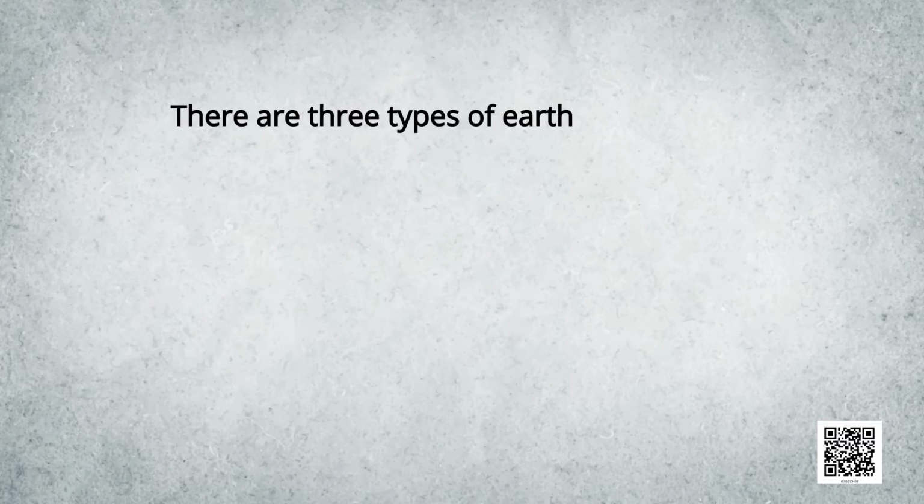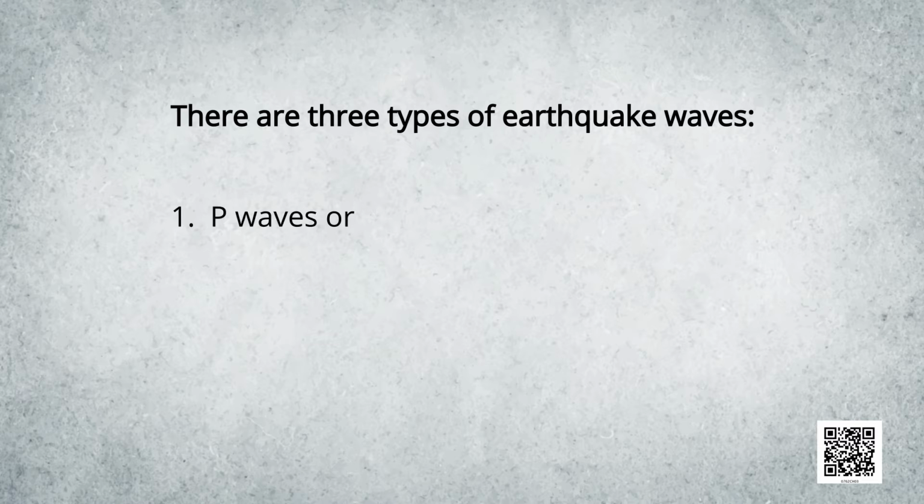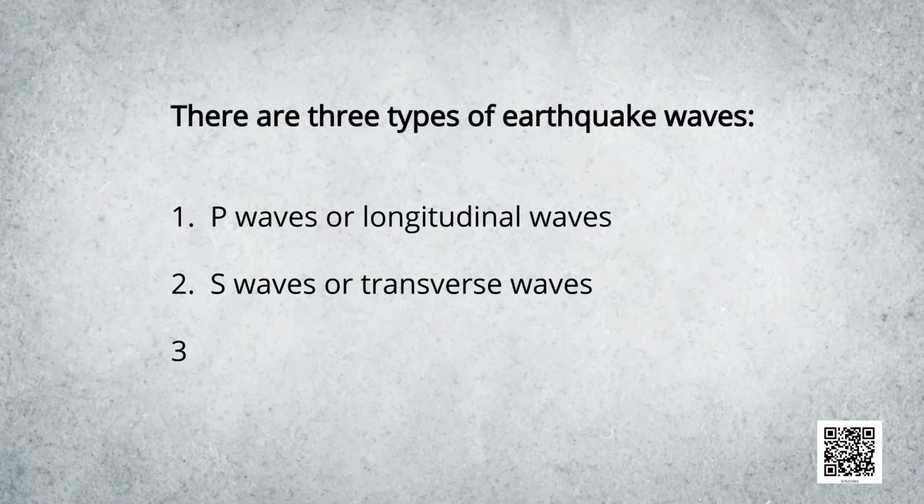Do you know? There are 3 types of earthquake waves. P waves are longitudinal waves. S waves are transverse waves. L waves or surface waves.